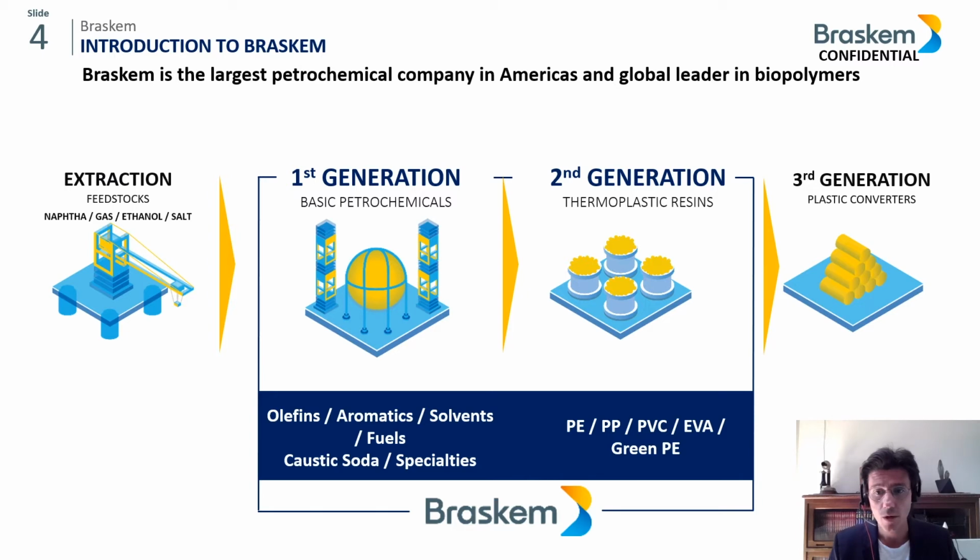And we are also integrated in the second generation, in which we produce thermoplastic resins, right? So basically we produce polyethylene, polypropylene, PVC, EVA, and other materials as well. And then we have the converters, right? The companies that will produce the goods and that use plastics as raw materials.